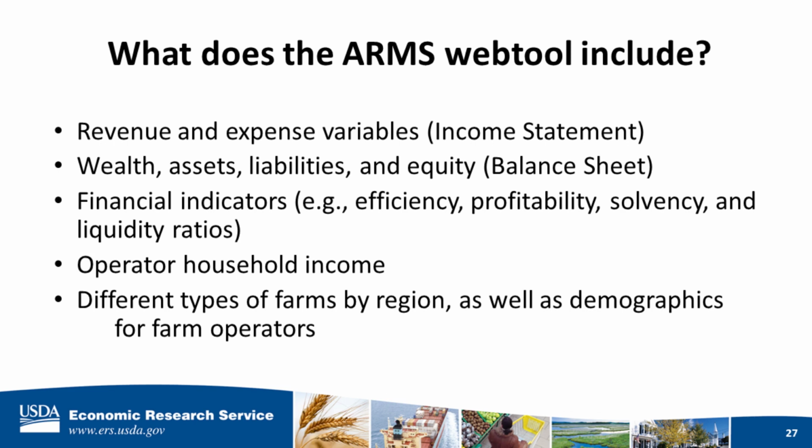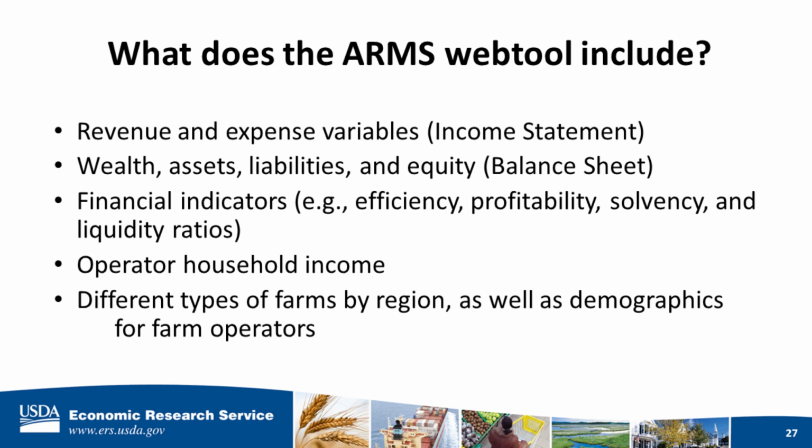The information in the ARMS Web Tool includes income statements, balance sheet, financial ratios, and operator household income. And we have this information by different farms, by different regions, and by farm operator characteristics, for example, operator age and the principal operator's education.